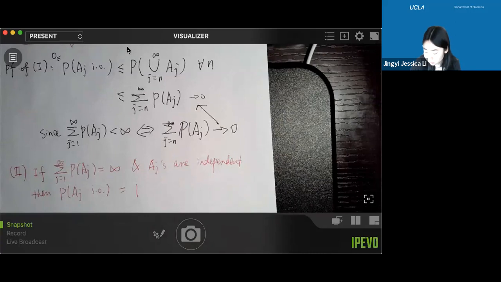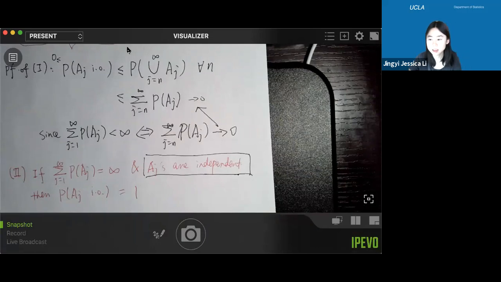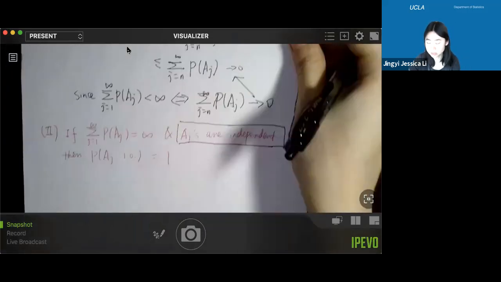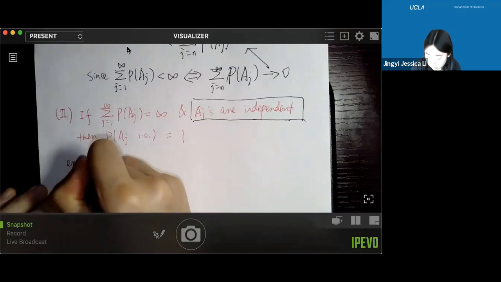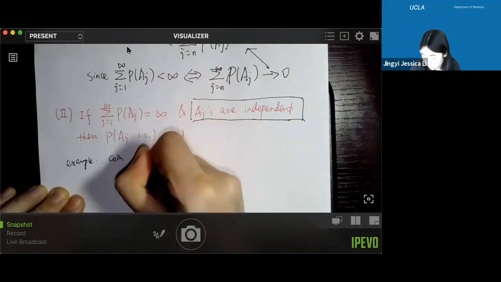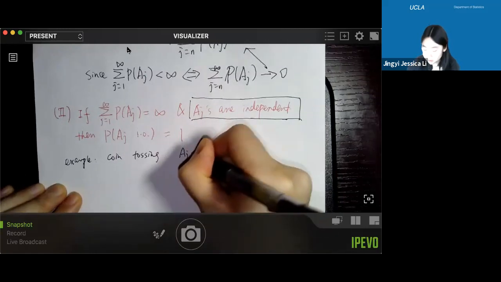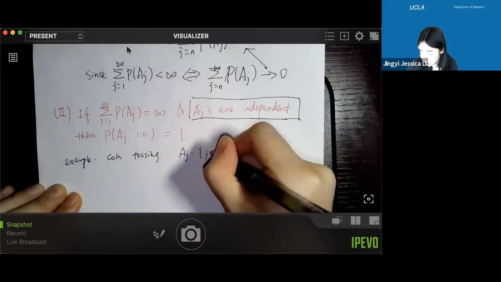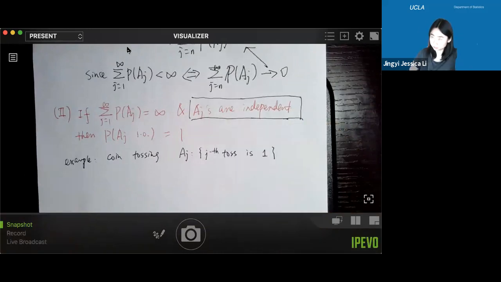Okay, but before we talk about that, I want to give you a very important intuition about why we need this independence. We can think about the realization of the Borel-Cantelli Lemma as coin tossing. You can think about A_j defined as the event that the jth toss is a head, and I keep on tossing.